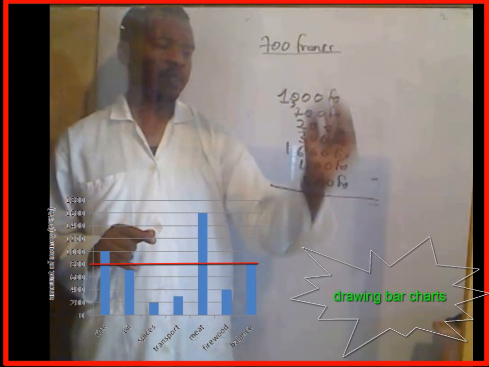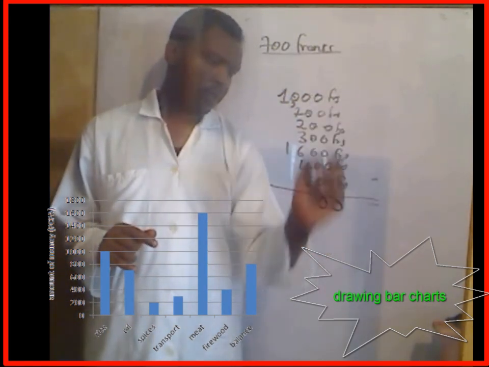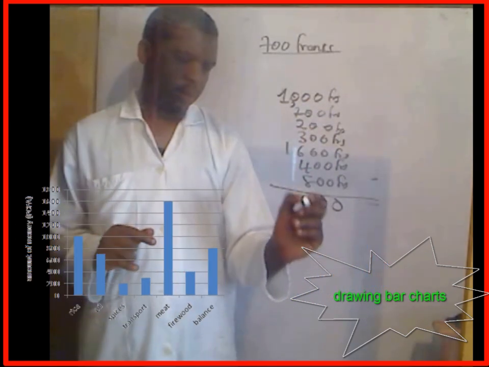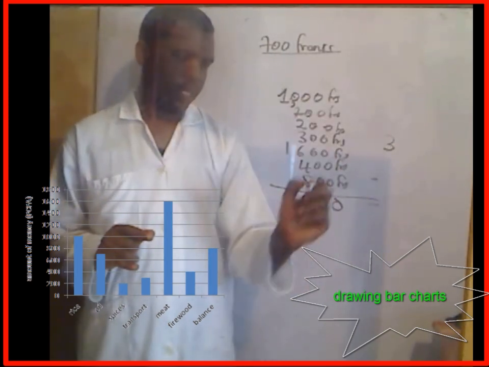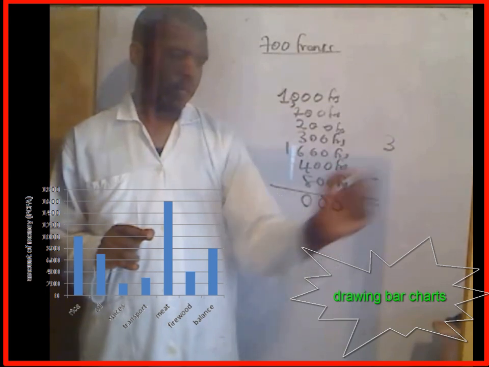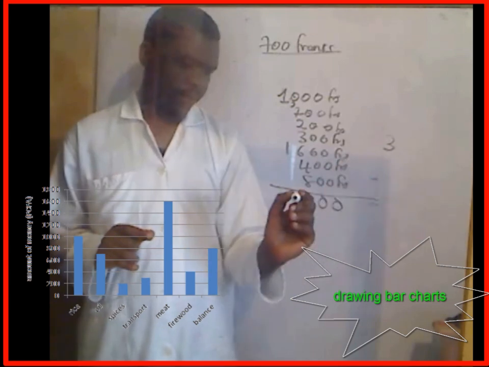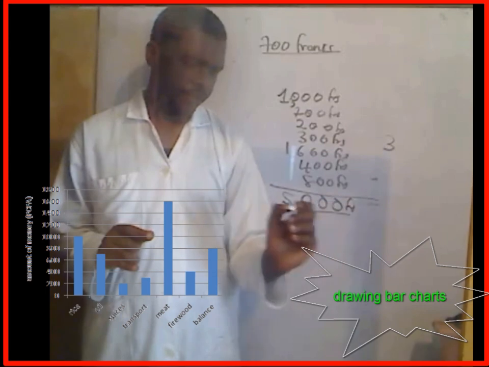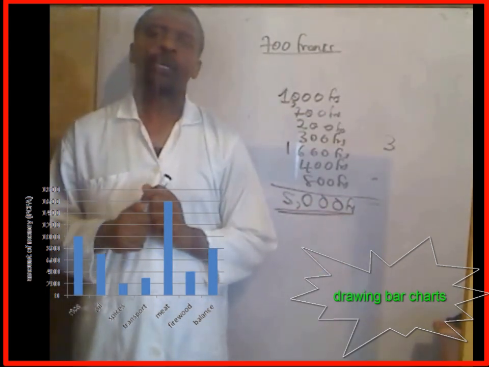So let's add all of these values. So this is 0, 0, 9, 10, 0 and carry 3. That's all of this adds to give 30. So write 0 and carry 3. 1 plus 1, 2 plus 3, 5. So she spends 5,000 francs in buying all these items.